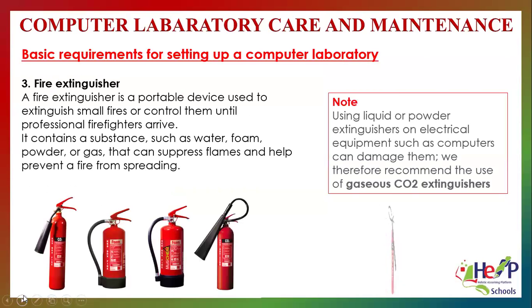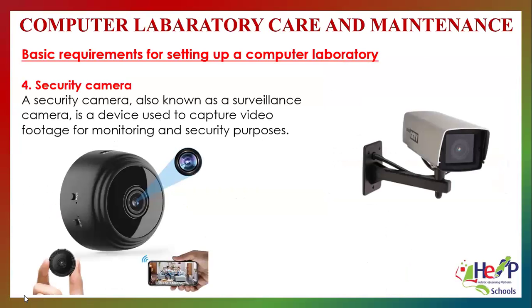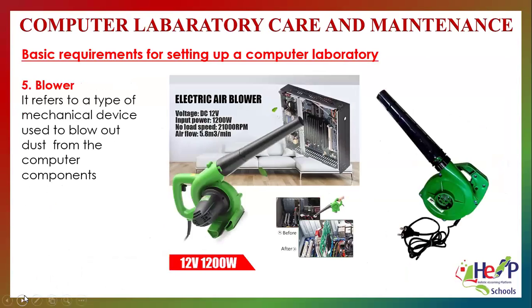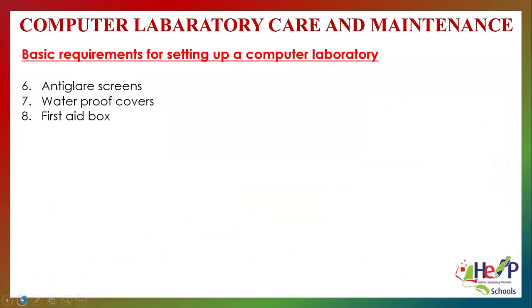These are equipments that we find inside the computer lab. We talked about the fire extinguisher in the previous lesson, among so many items, the CCTV cameras, and other ones. Before we ended the lesson, I left for you to talk about these 4 items that I did not explain. The first one is the anti-glare screens and waterproof covers, first aid box, wall carpets, and so on.